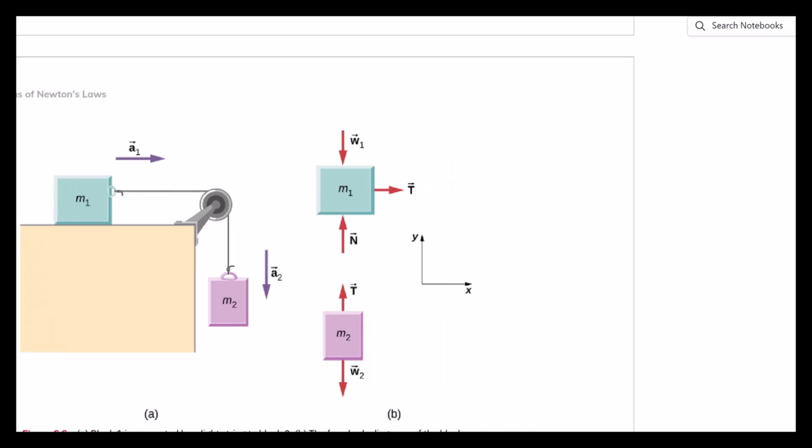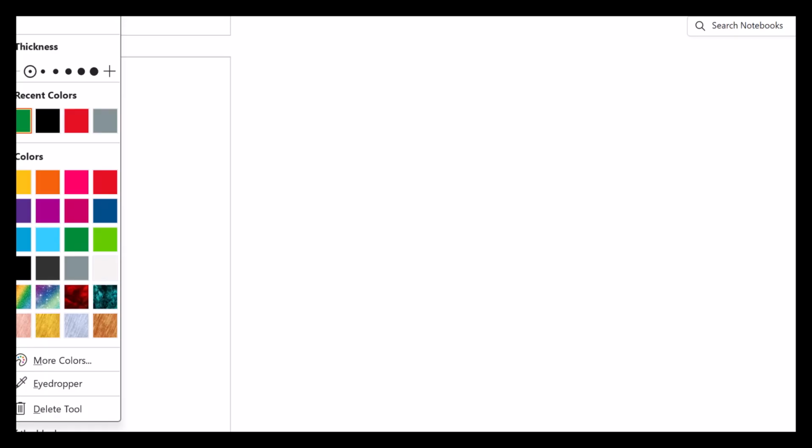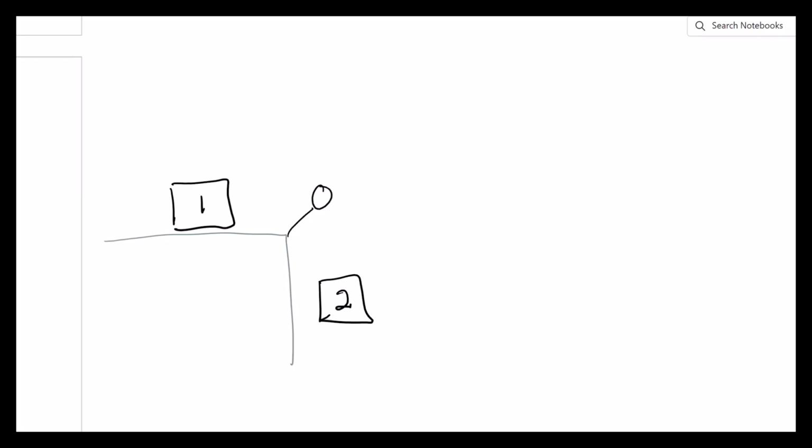Okay, and I'm never going to look at their pictures because I never like the way they do it, because you get your own way of doing things, and then everybody else's way of doing things is stupid. So mass 1, mass 2. Okay, and they're attached by stuff, like that.